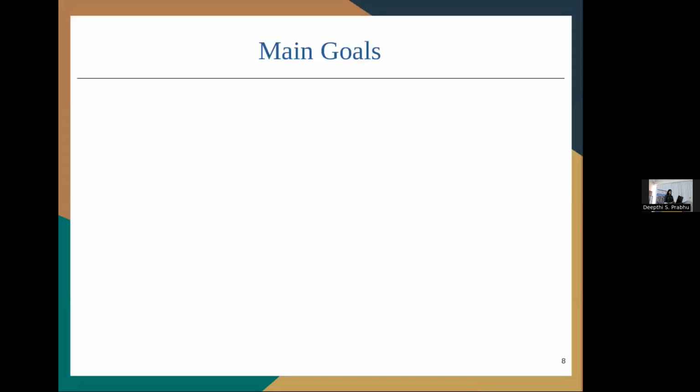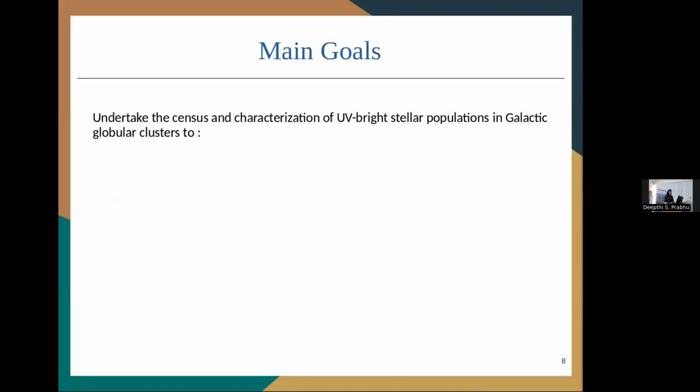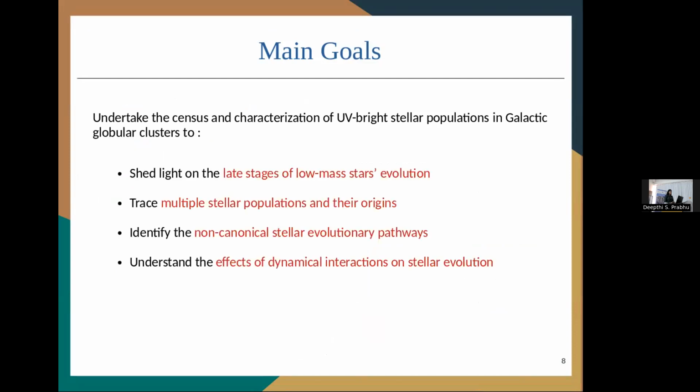So the main goals of my work were to introduce a census and characterization of UV bright populations in galactic globular clusters in order to shed light on low mass star evolution, the late stages especially, and trace multiple stellar populations along the late stages and their origins. And to identify non-canonical stellar evolutionary paths and to understand the effect of dynamical interactions on stellar evolution. So in this talk, I'll focus on the first two aspects here.